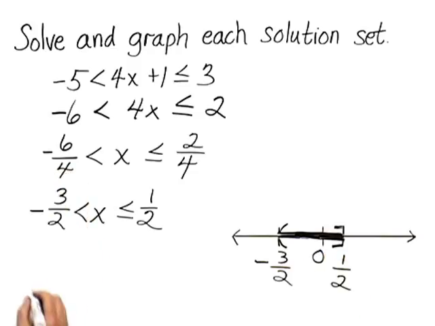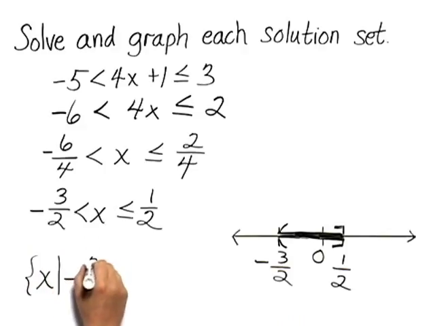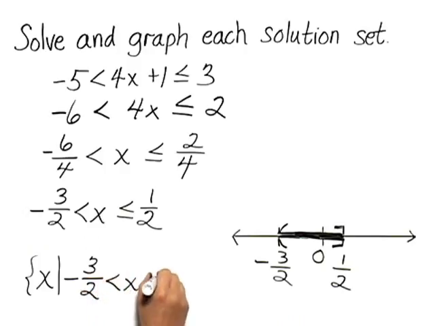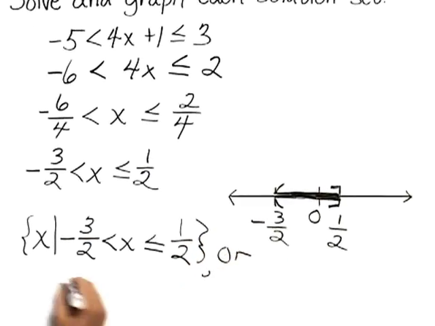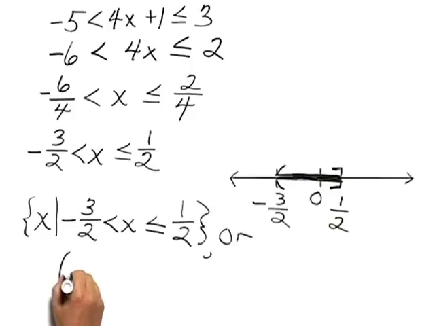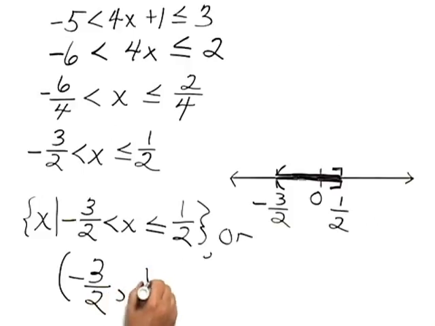So the solution set in set-builder notation is the set of all x such that -3/2 is less than x, and x is less than or equal to 1/2. Or, to use interval notation, it's the interval between -3/2, not including -3/2, and 1/2, but including 1/2.